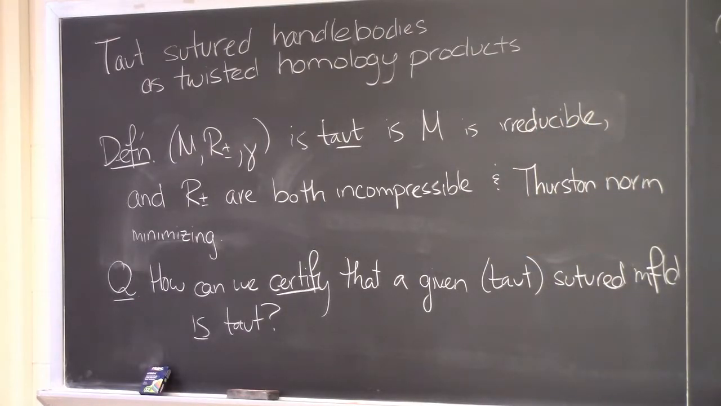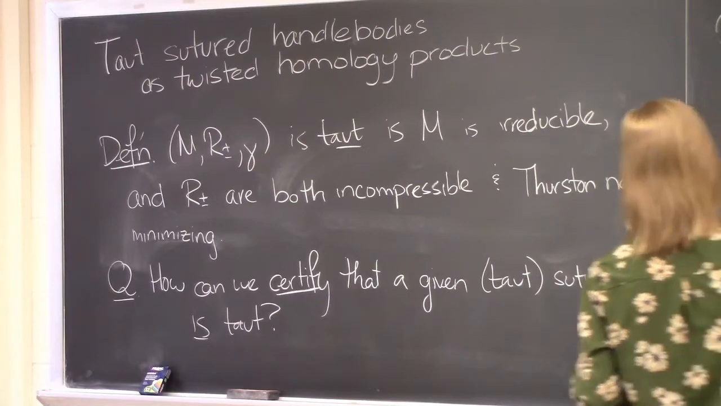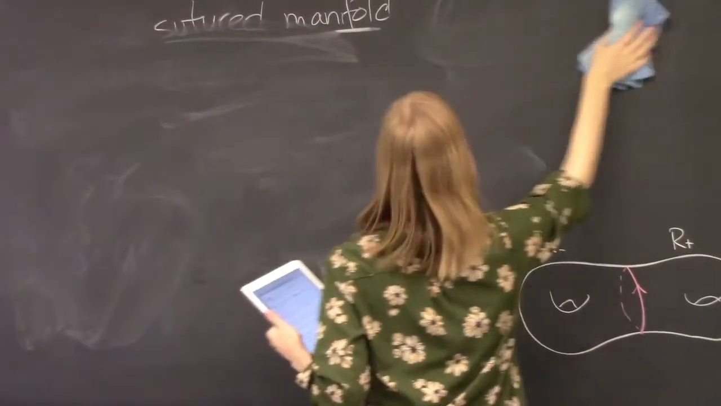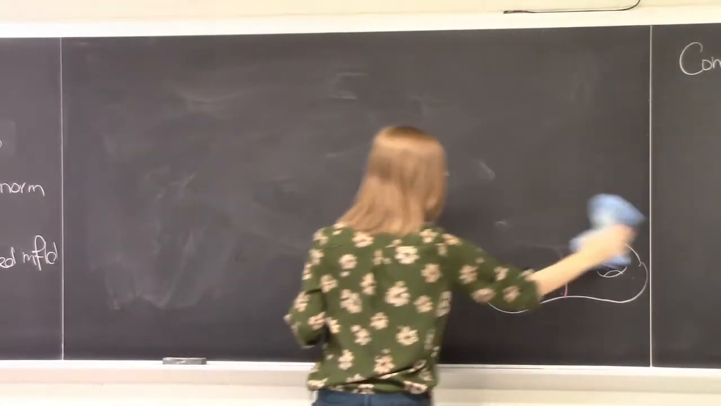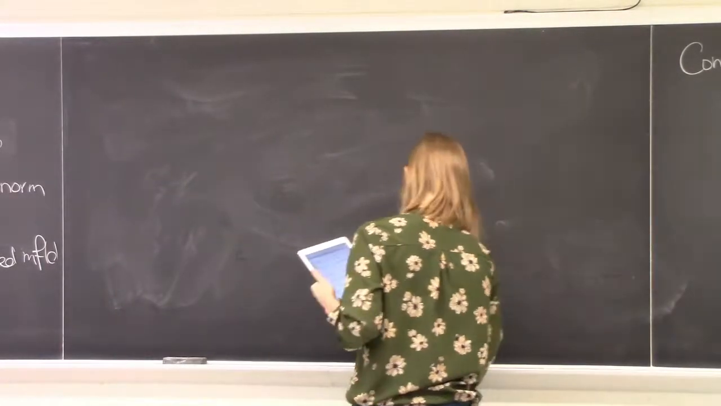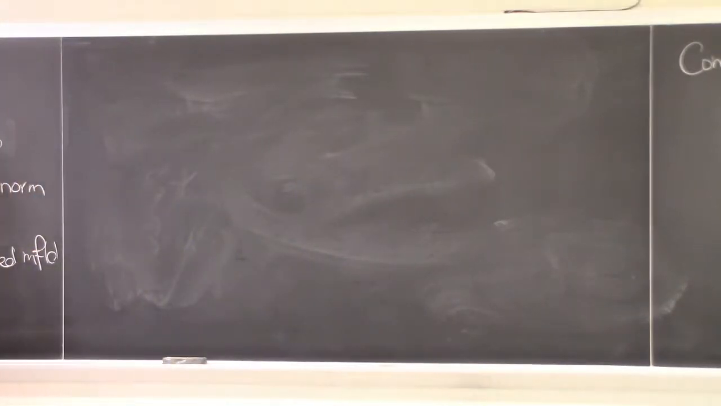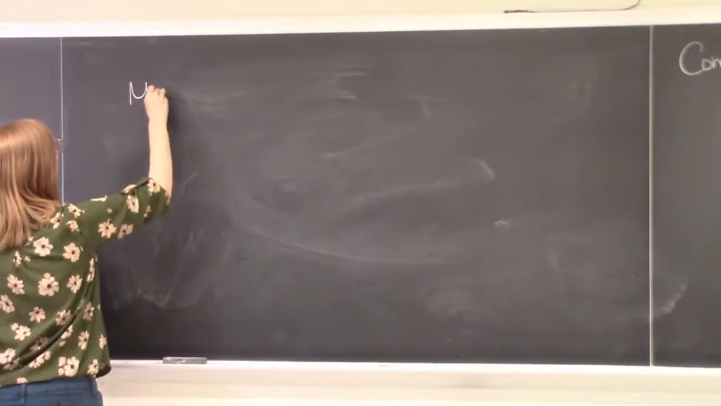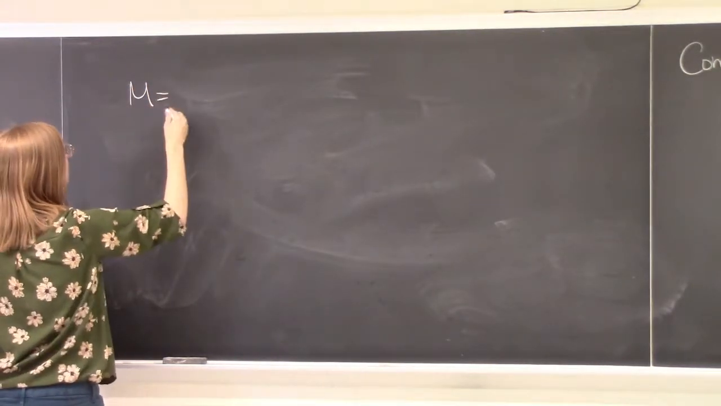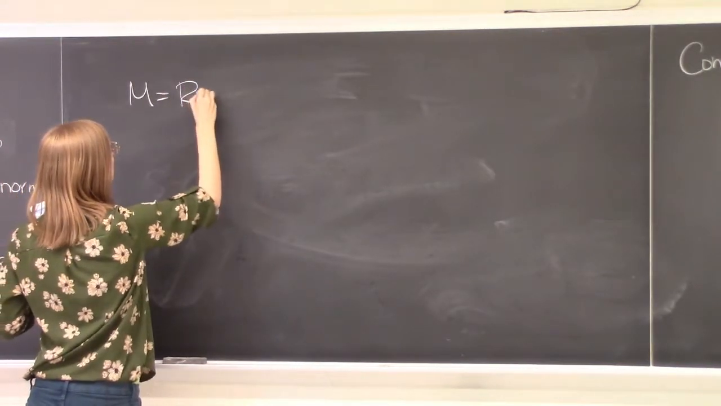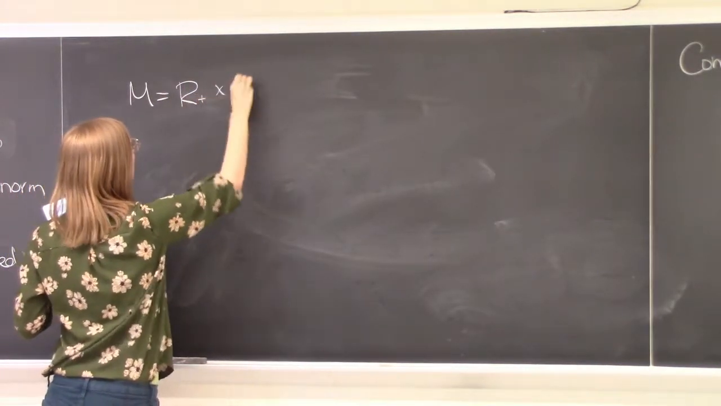And so to start off here, I just want to make an observation. That observation is, let's say that we have sort of the simplest example of a sutured manifold. Namely, our manifold M is, well, roughly one of our subsurfaces across an interval.